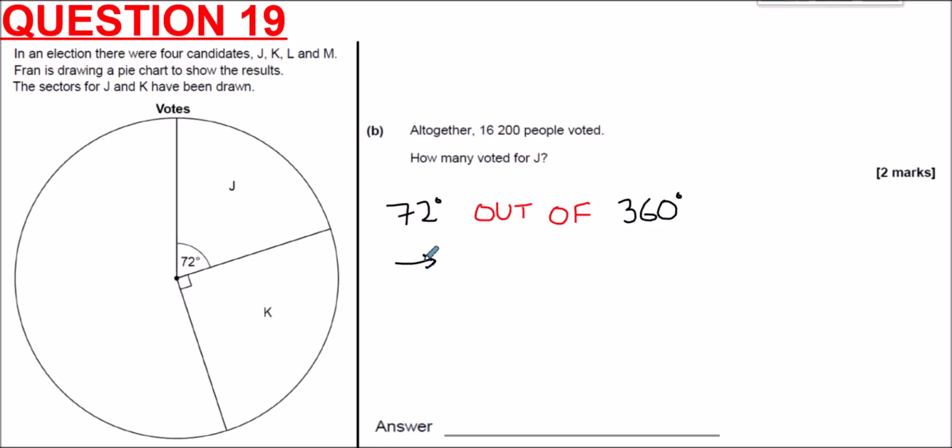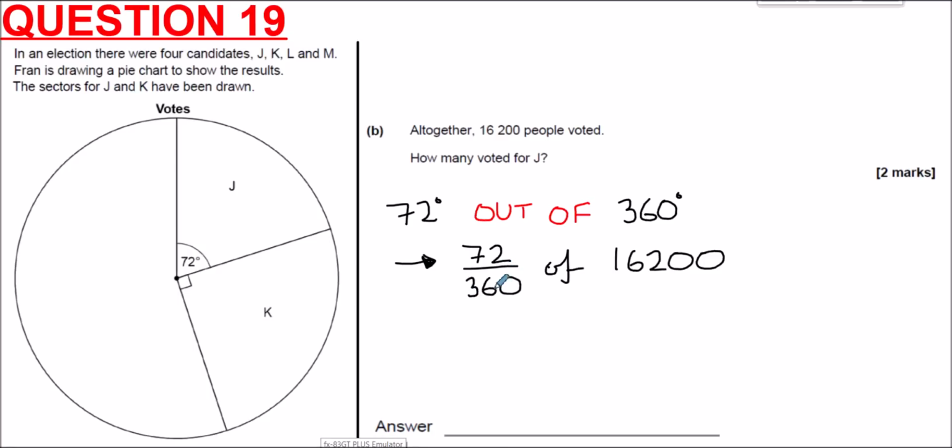So as a fraction, J is 72 360ths of that pie chart. So if 16,200 people voted, it'll be this fraction of 16,200 people we need to find. So this fraction would simplify down to 1/5.